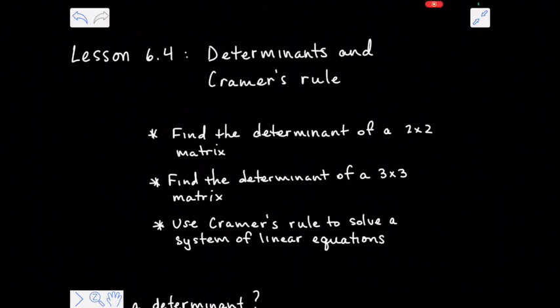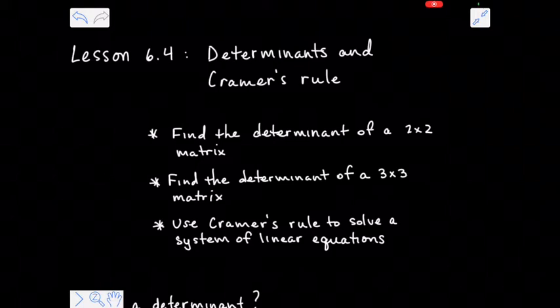Hello, this is the video for lesson 6.4, the last section for chapter 6. It is called Determinants and Cramer's Rule, yet another way to solve systems of linear equations.